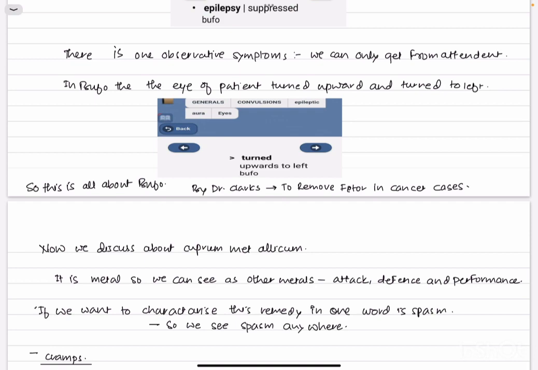And in Clarke's Materia Medica, or Clarke's Dictionary, we get one rubric: to remove the fetor in cancer cases.